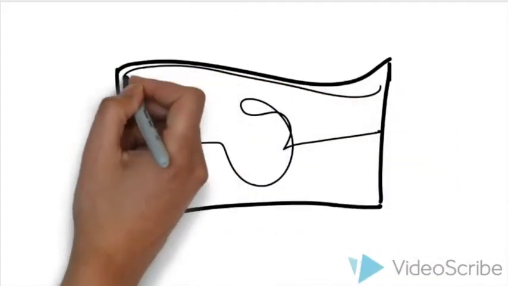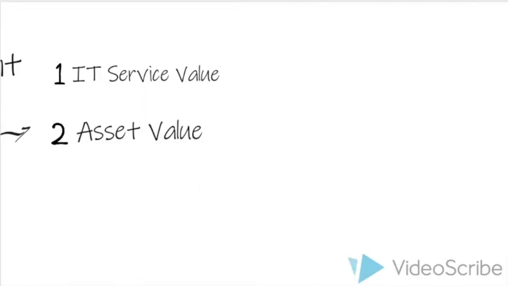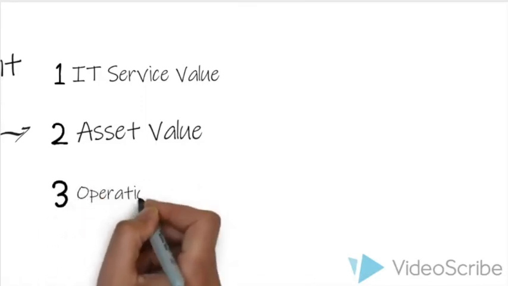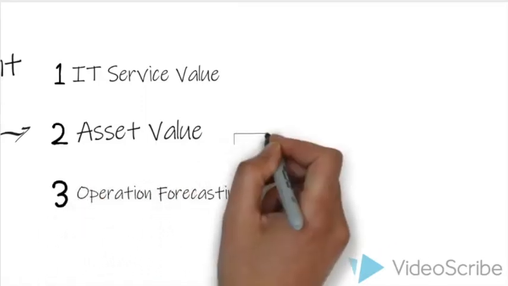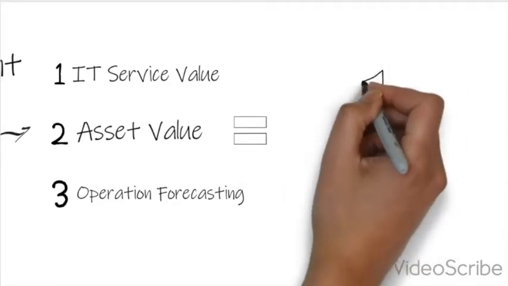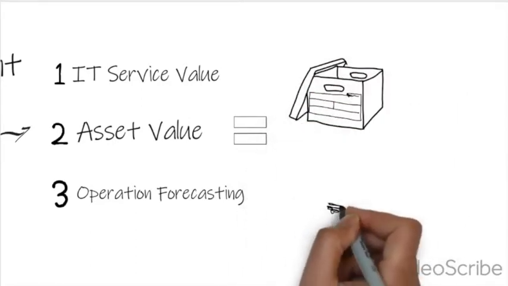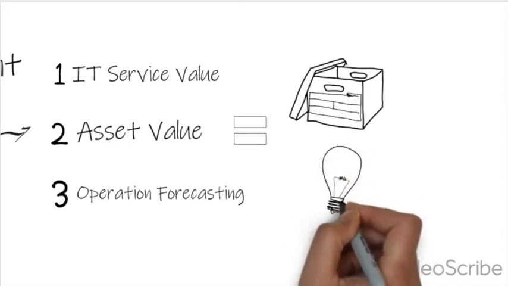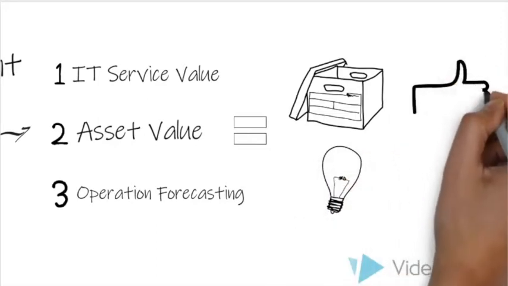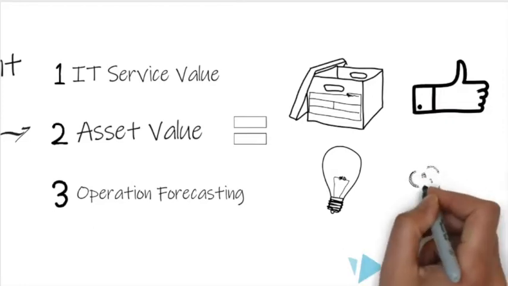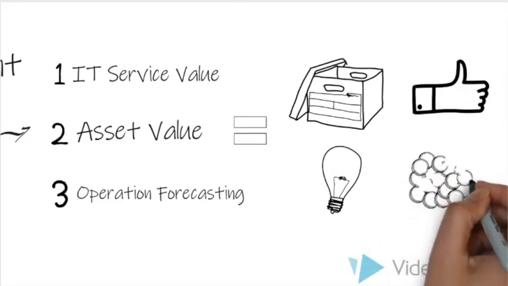It provides the business and IT with the following in financial terms. First, the value of IT services. Second, the value of the assets underlying the provisioning of those services. And third, the qualification of operational forecasting. The benefits of implementing financial management include creating a comprehensive inventory of all hardware, software, and assets, cultivating a stronger understanding of which assets the organization needs to function, improved efficiency, and lower cost.